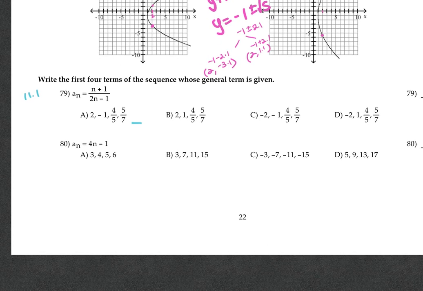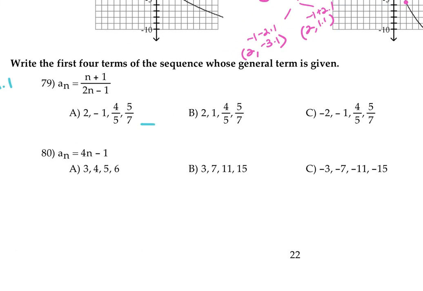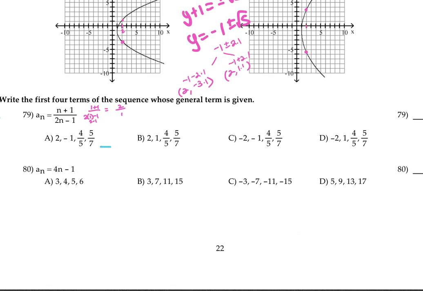Okay, 79 starts your sequence. This one says find the first 4 terms of the sequence, and that's my form. So I'm going to plug in 1. 1 + 1 over 2 times 1 minus 1, and I get 2/2 minus 1, which is 1. So that first one is 1. The second one I'm plugging in 2. 2 + 1 over 2 times 2 minus 1, which is 3/4 minus 1, which is 3. And that's 1.